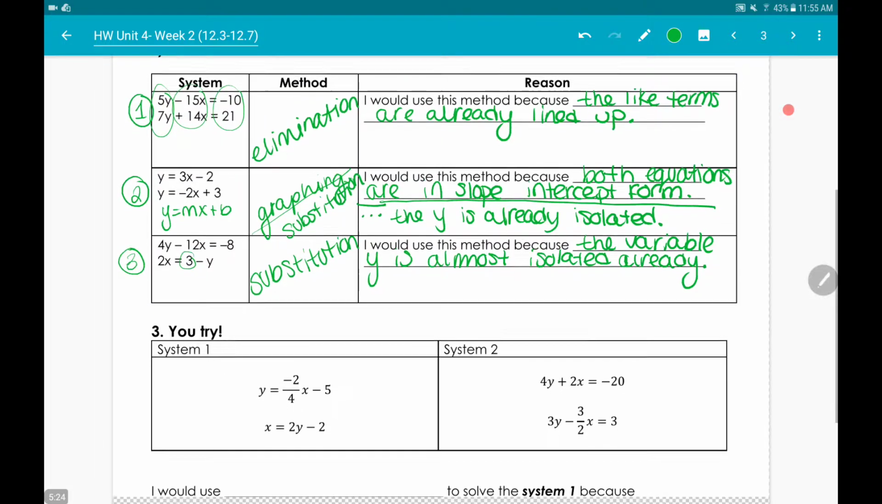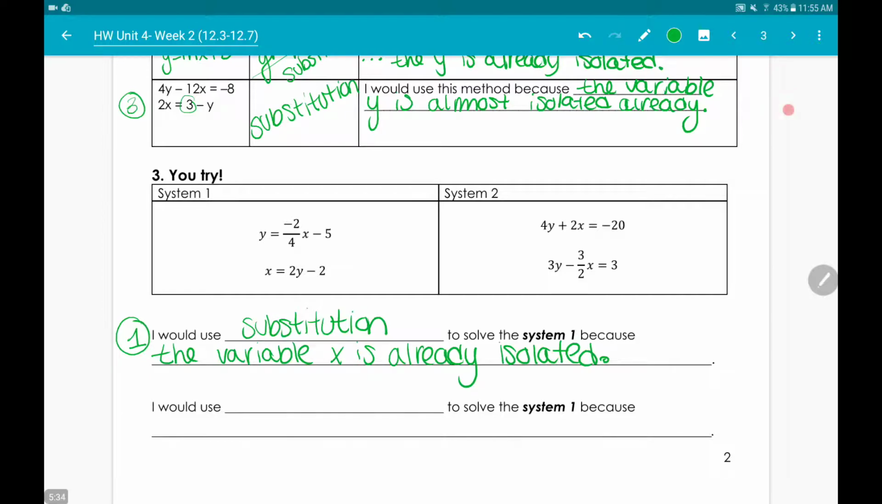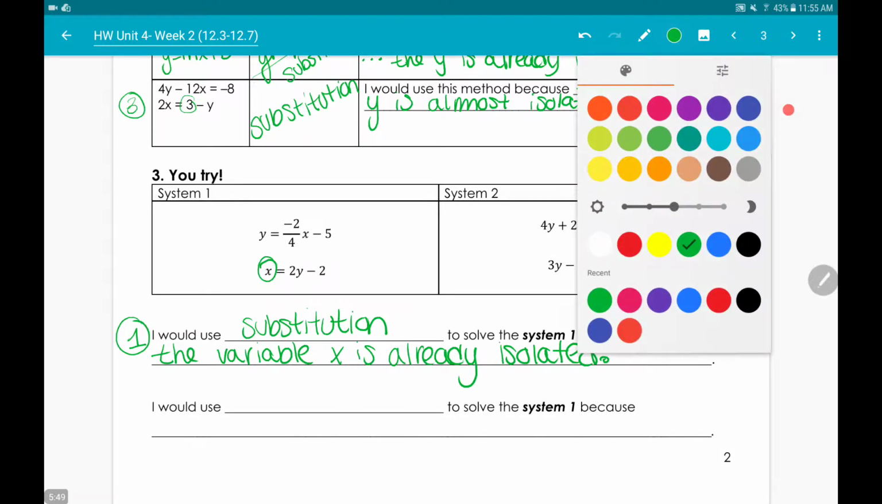Okay? Why don't you go ahead and try system 1 and write your answer here. Okay, so what did you say? I said substitution. I would use substitution to solve system 1 because the variable x is already isolated. You also could have said the variable y. What did you say?